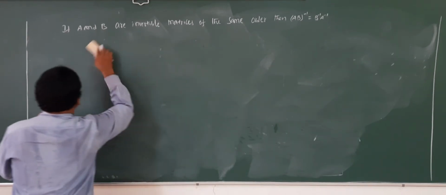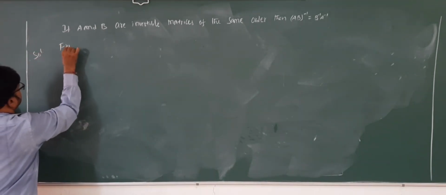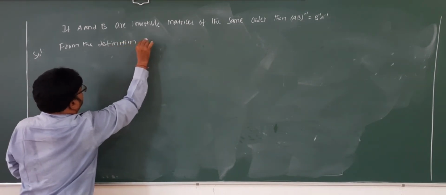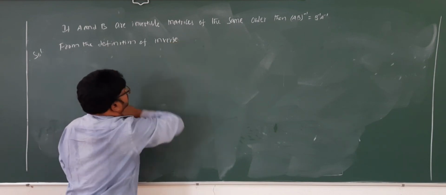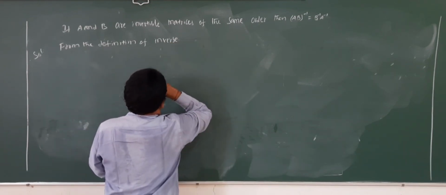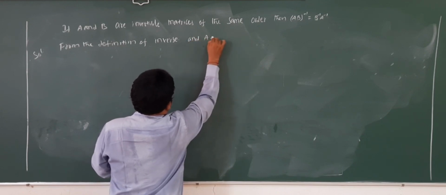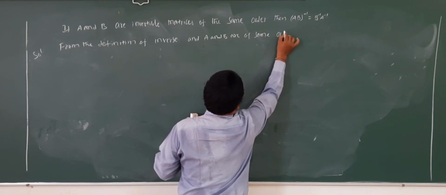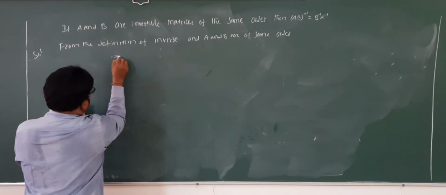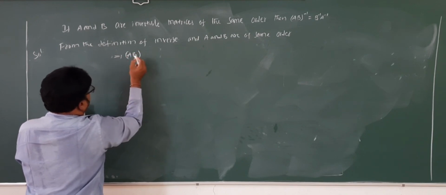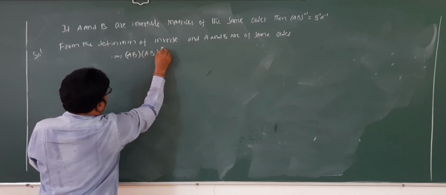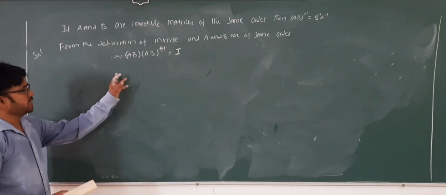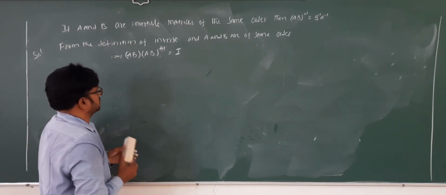Now, from the definition of inverse, and A and B are of the same order, you can write AB into (AB) inverse is equal to I. One matrix and its inverse, we have to multiply, then we get the identity matrix. See here.